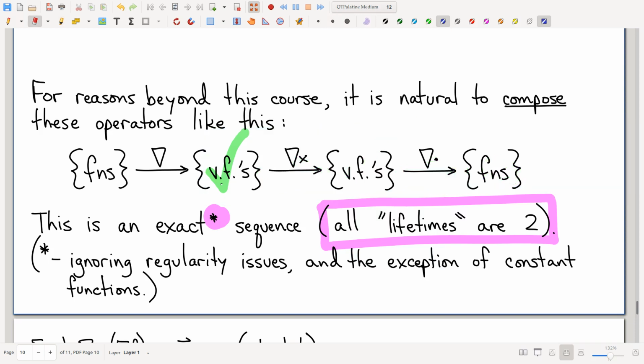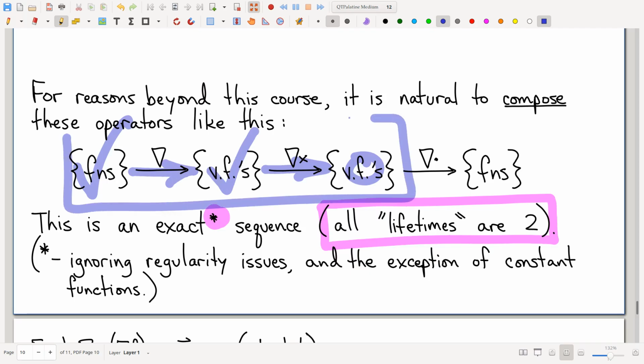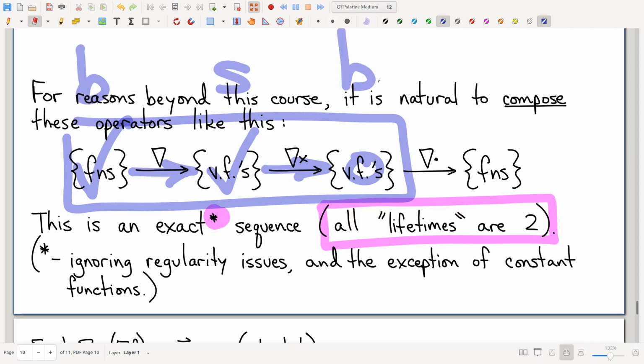So for example, and this is a true fact, if you take some function, take its gradient to get a vector field, and then if you take the curl of that, you will get 0. You have to, because that is the lifetime of 2. Birth, survival, death. That is a lifetime of 2. So it has to be 0.